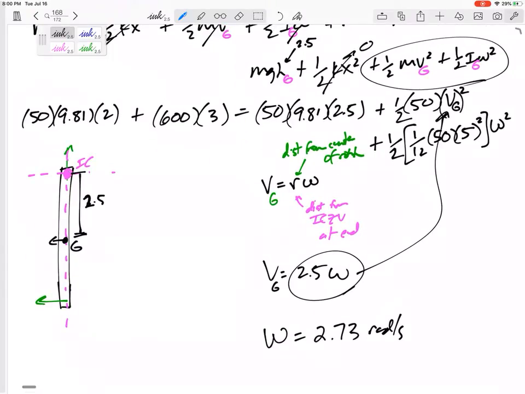Now, this equation just gave me 2.73. It didn't tell me positive or negative, and technically, to get my answer, I just took the square root. So this could be positive 2.73 or negative 2.73. So I've got to visualize and I've got to give it a direction myself. But I think you can see that if the center of rotation is up here, this would be going clockwise.